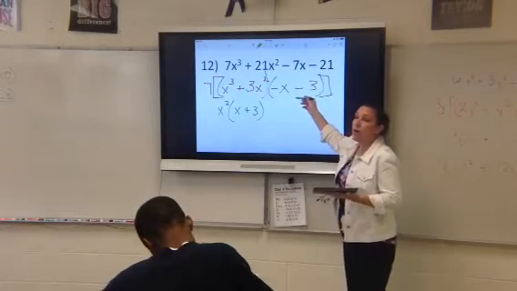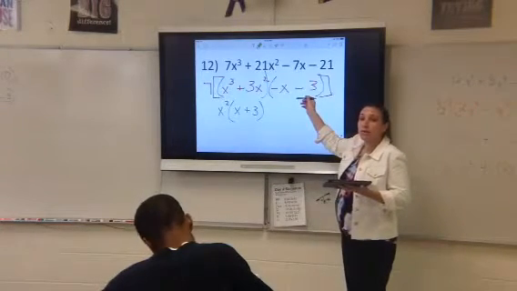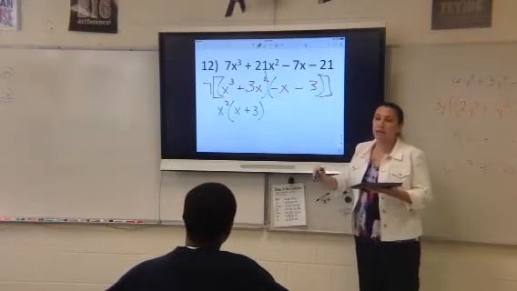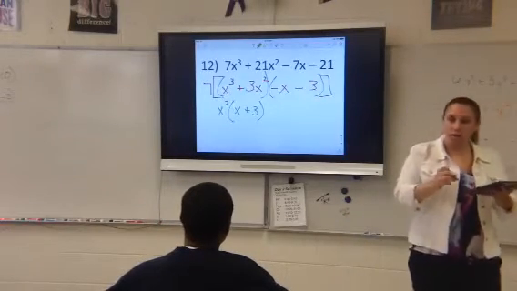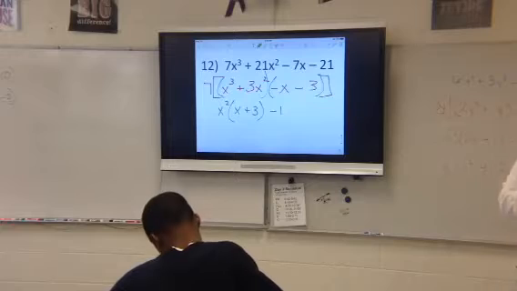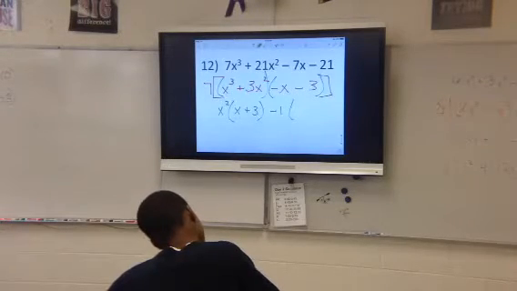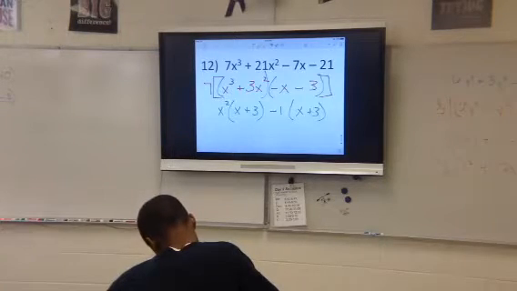Okay, what can I pull out of this second grouping? What's going to come out of that guy? A -1, all right, so we're going to pull out a -1. Okay, because we need our signs to match, right? So that's just going to flip it over to x plus 3. Okay, so now what's our next step once we got to this point?